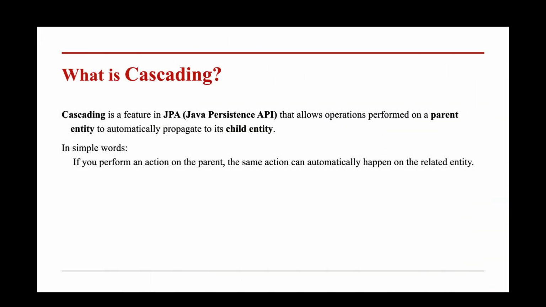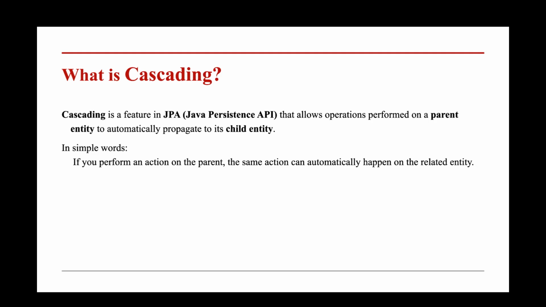Alright guys, so let's first understand what is cascading? Now don't think complex. Cascading simply means, when you perform an operation on the parent entity, the same operation automatically happens on the child entity. That's it. For example, if I save an employee, and that employee has a bank detail, then with cascading enabled, I don't need to save bank detail separately. JPA will automatically save it. Same with delete. If I delete employee, bank detail can also be deleted automatically.